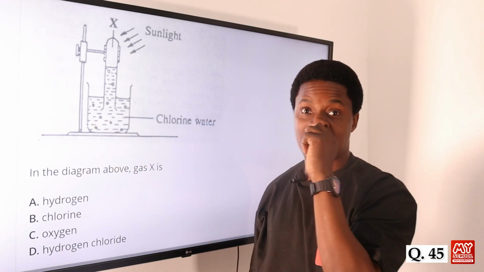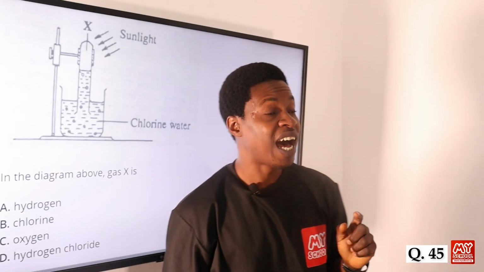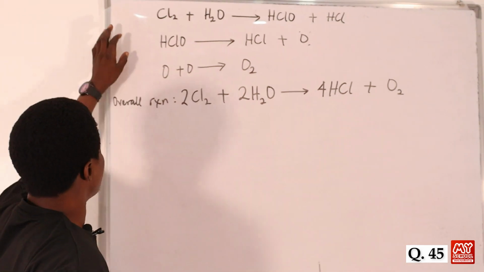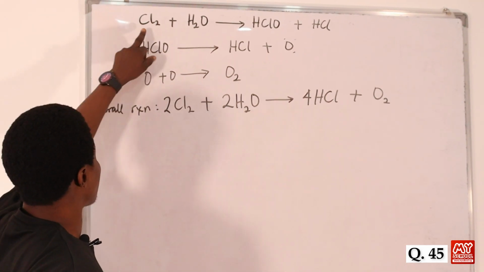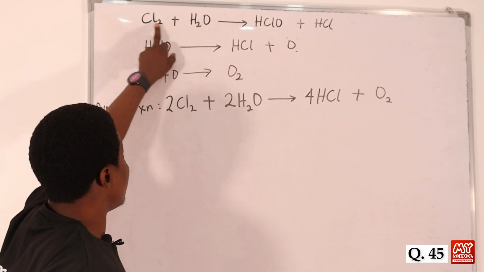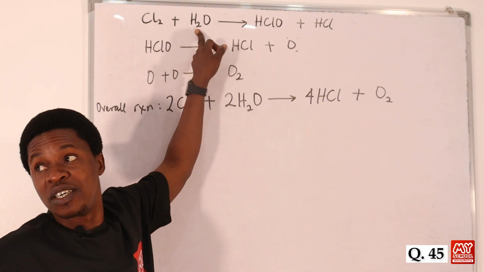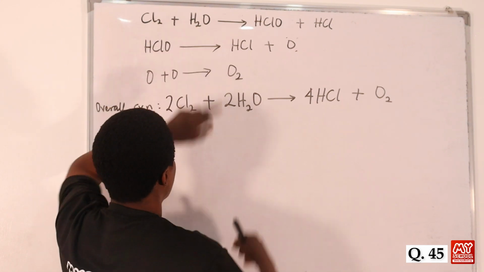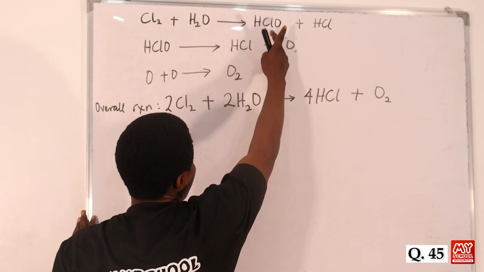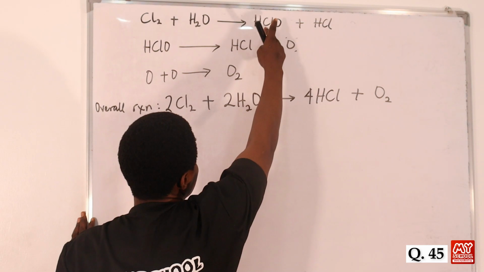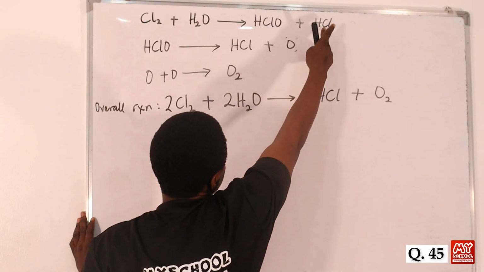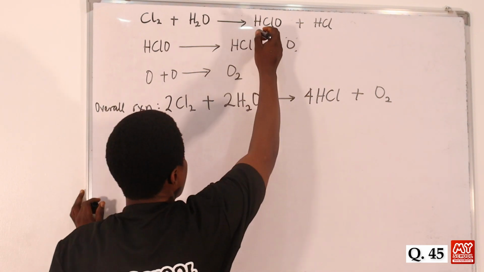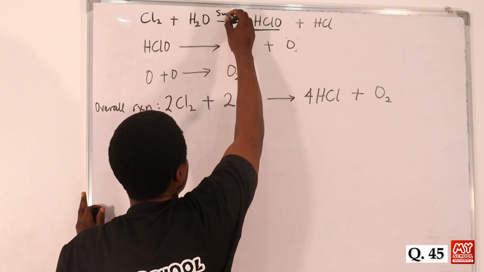So let's look at the board to see how the reaction was initiated. The initial reaction is actually between chlorine and water, because we have chlorine water there. When chlorine reacts with water, we have hypochlorous acid, which is HClO, plus HCl formed. So when this is formed, what happens? Don't forget, this is taking place in the presence of what?